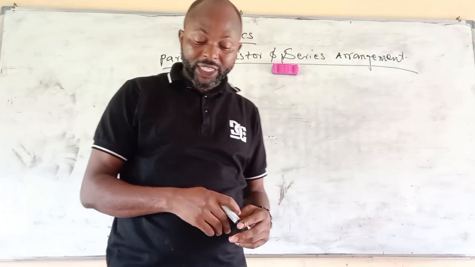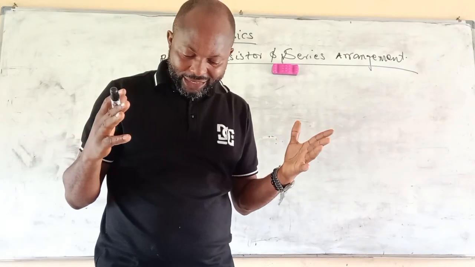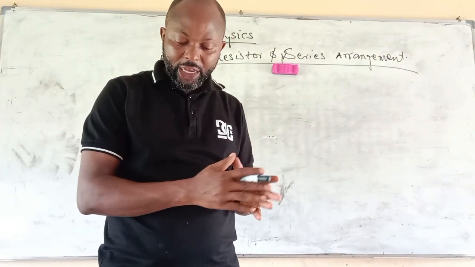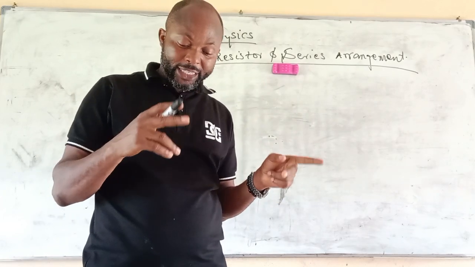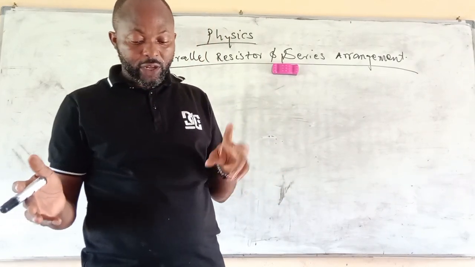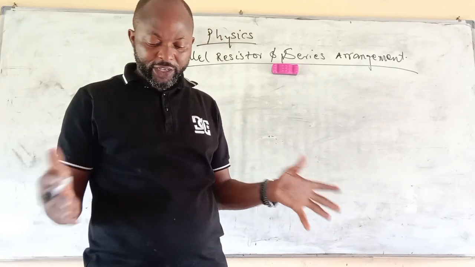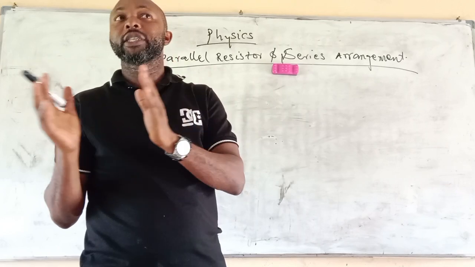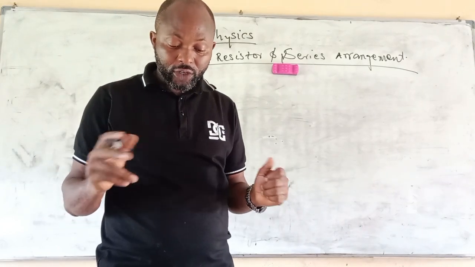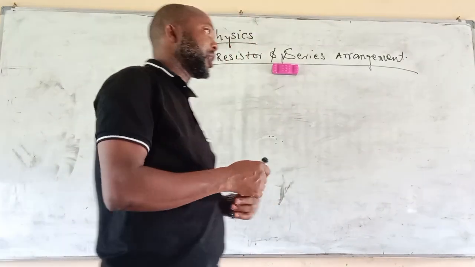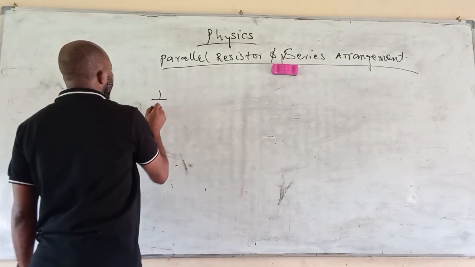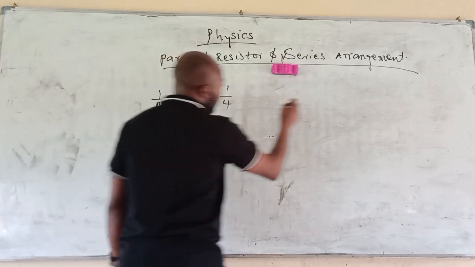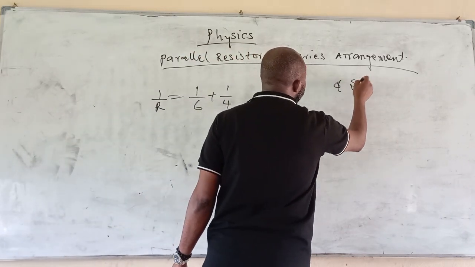Two resistors of resistance 6 ohms and 4 ohms are connected in parallel. A third resistor of 8 ohms is then connected in series with the parallel connection. Calculate the effective resistance of the arrangement. All right. Now we're going to deal with the parallel first, then we'll bring in the series and merge. So 1 over R, 6 and 4, and all of these are connected in series to the 8.